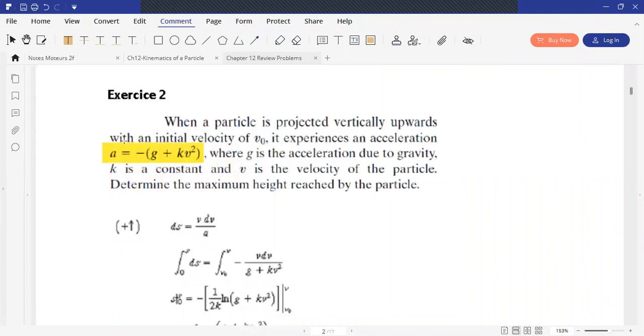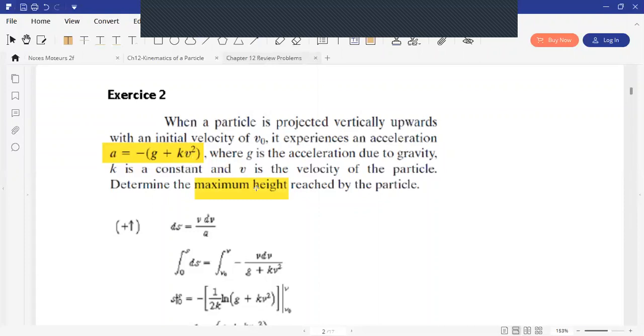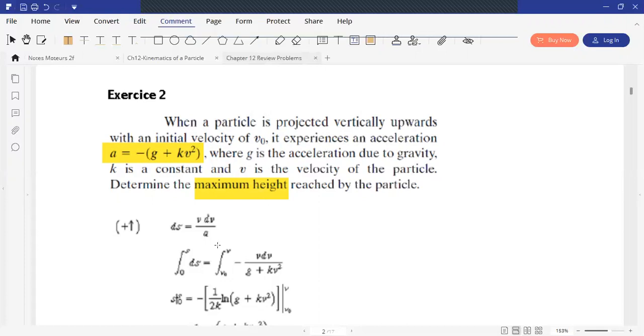So in this relation, A is a function of velocity, okay? And I want to find what? I want to find position. I want to find maximum height. So to find the maximum height, I should find a relation between acceleration, velocity, and position. So what is the differential equation involving A, V, and S? It's A ds equals V dV.